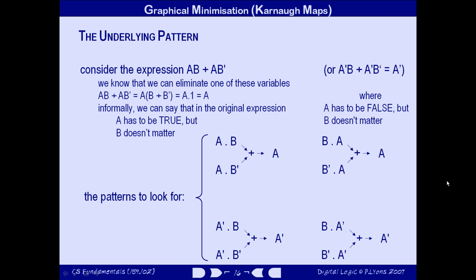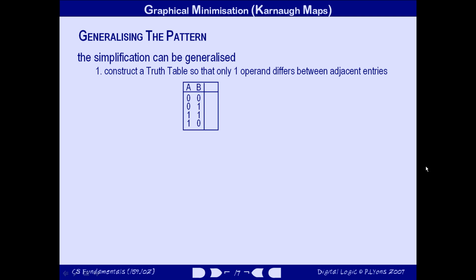Furthermore, the order of the variables in the two terms doesn't have to be identical, because commutativity allows us to arrange B and A to A and B. So, how do we put this minimization to work? Well, the process involves three steps.